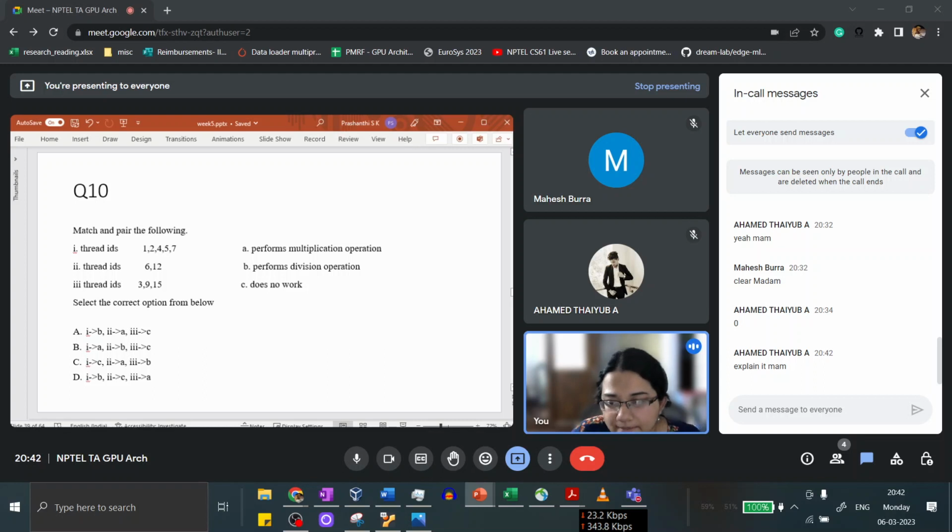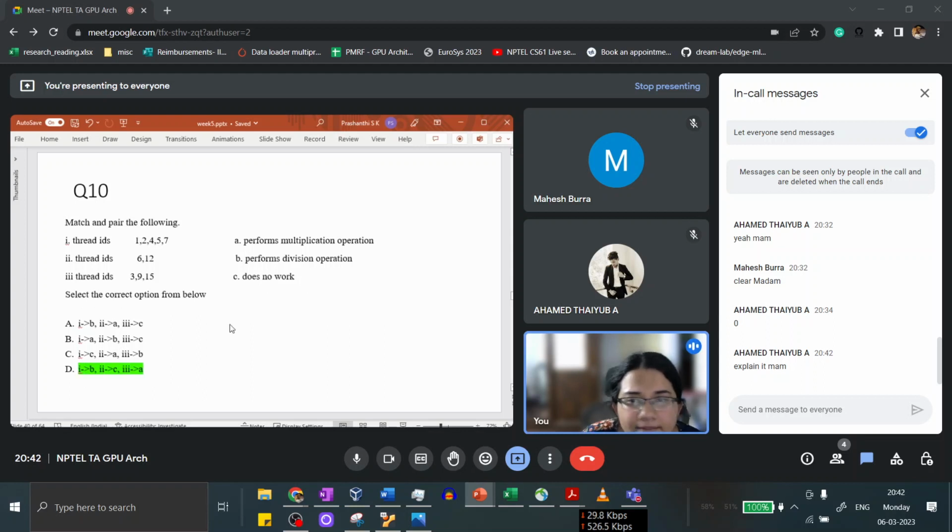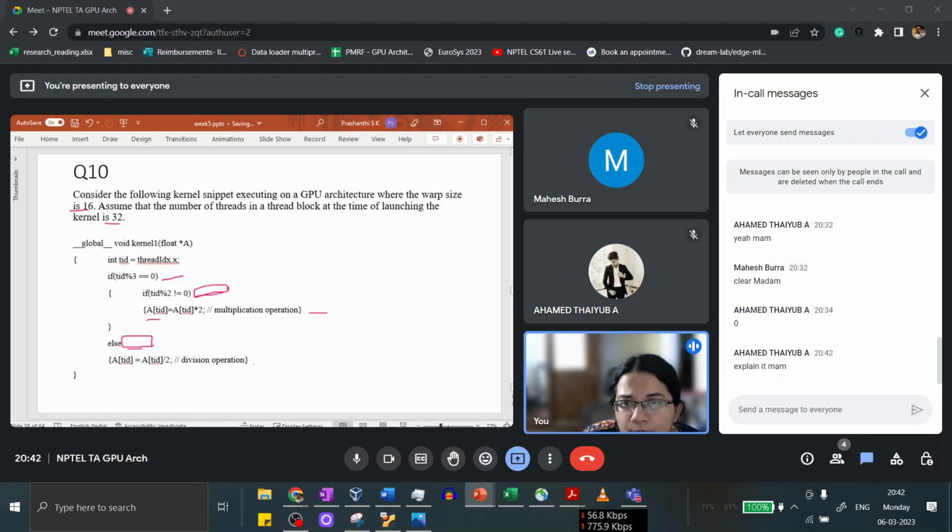Okay, great. Let me do that then. It will save us some time. So the answer is D. Which means that 1, these perform the division operation, 2 does no work, and 3 performs the multiplication operation. Let's go back now and see how we get to this, right?